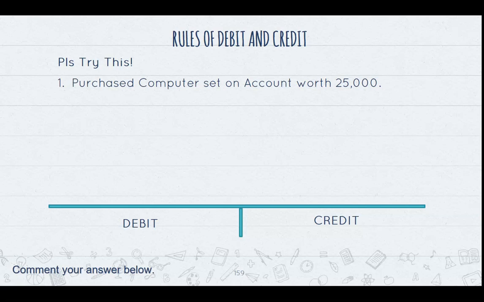So, I would like you to try this. Purchase computer set on account worth 25,000 pesos. What is the debit and what is the credit? Comment your answer below. Bye.